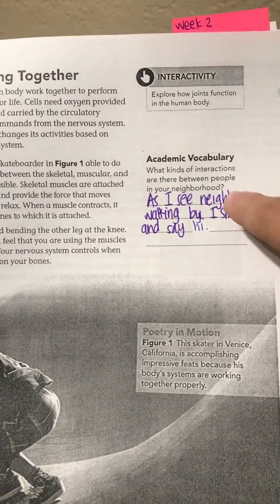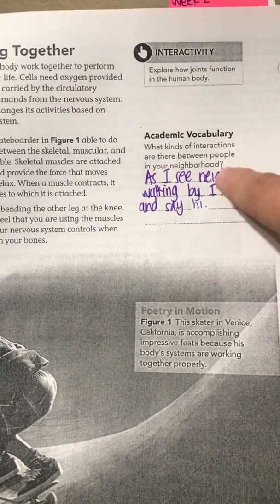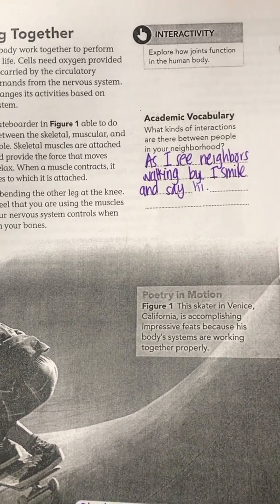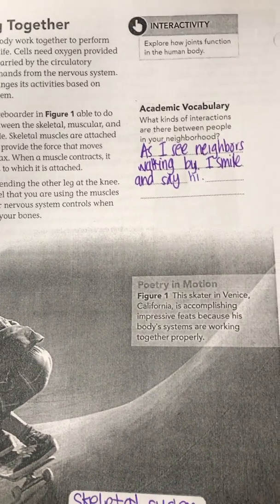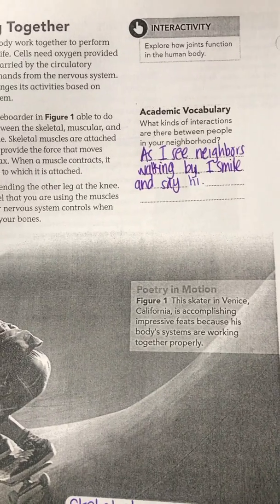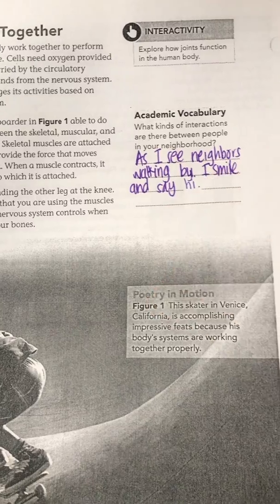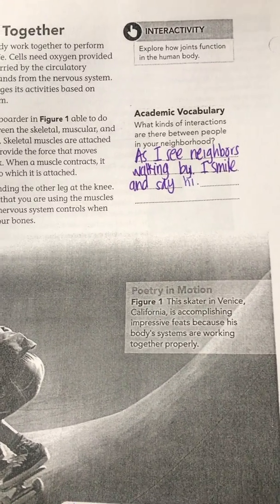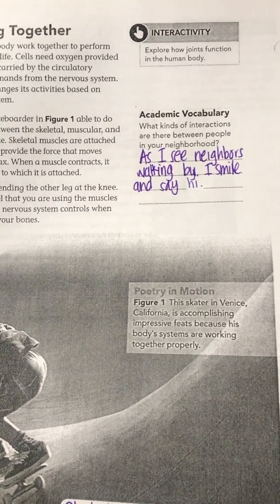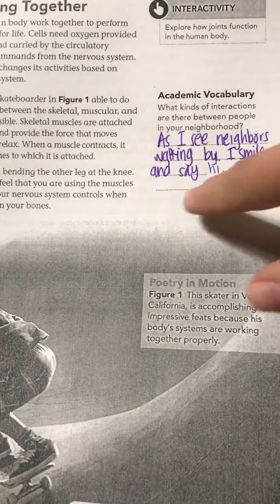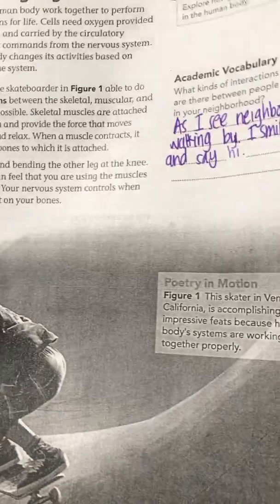Here it says what kind of interactions are there between people in your neighborhood. So if you were to look out your window and you saw your neighbors interacting, what would you maybe see happening? So you could see neighbors walking by, they smile and they say hi. Many other answers could be here. Right now, many of us are staying inside, so there might not be any interactions that you see. So just put that if that's what your answer would be.